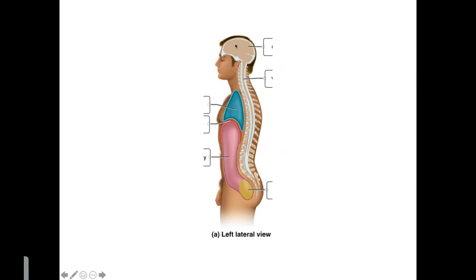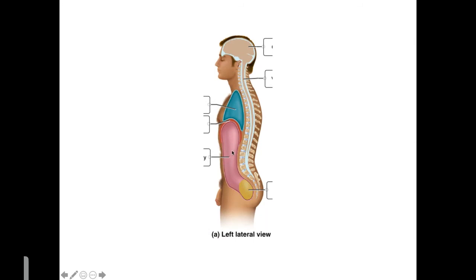What do we have here? This is your cranial cavity. This is your vertebral cavity. Cranial cavity, vertebral cavity. Here is your pleural cavity. We don't see the heart here, so it's just lungs, that's pleural. Here's your diaphragm.